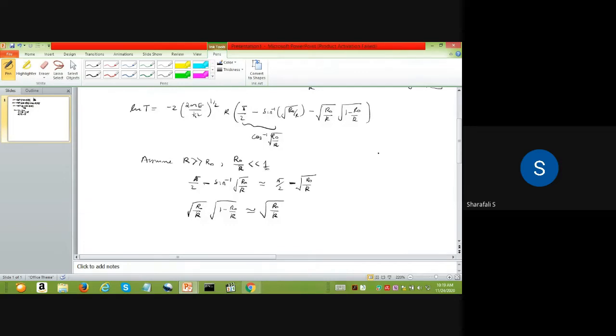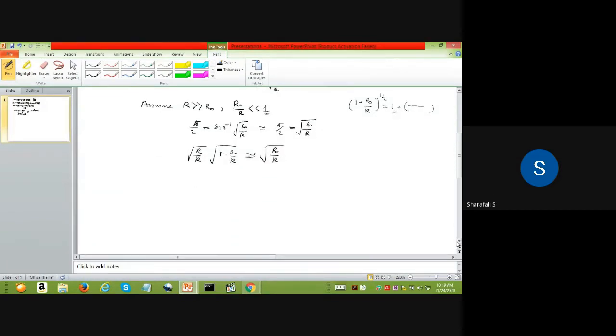You can also expand this. It is not necessary, but you can do it like this, 1 by 2. This will be equal to some 1 plus etc. So this term will be very small as r0 by r is very small, and you will have only one term here. That will be multiplied with root r0, and you will get root of r0 by r. Or you can simply assume that r0 by r is very small compared to 1, so that 1 minus r0 by r equals 1. So this will become root of r0 by r under that condition.